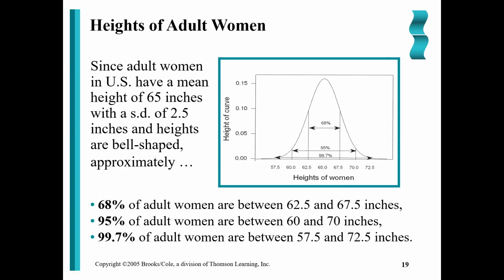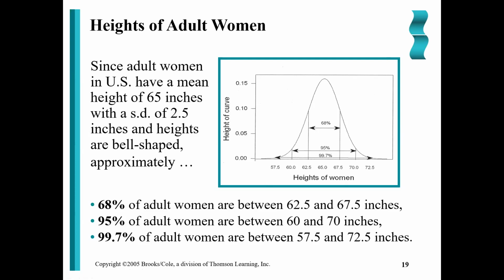So if we have 5% left, half of it is to the left, that's less than 60, and half of it is to the right, which is greater than 70. So the answer is 5% divided by 2, which is 2.5% of the heights would be greater than 70.